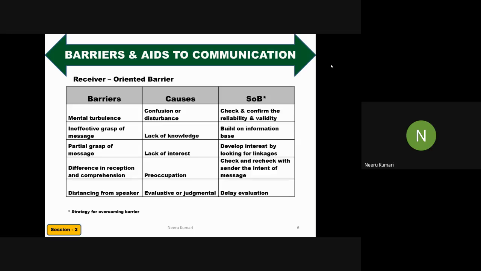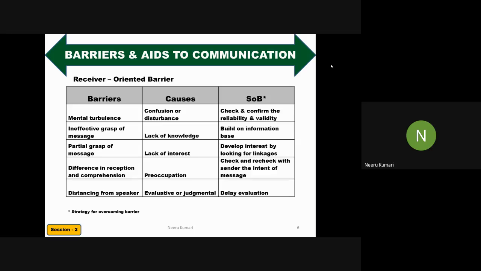Why? Because though they heard, though they listened, they failed to comprehend exactly the same message that you wanted to deliver. Hence, you should always keep in your mind, you should check, recheck your information. Even distance, the speaker. Say, for example, if I am face to face having a conversation with a person and the distance that I'm maintaining is too far, I cannot judge, I cannot evaluate what the other person is saying. Delay in evaluation, we have to always keep this in our mind.